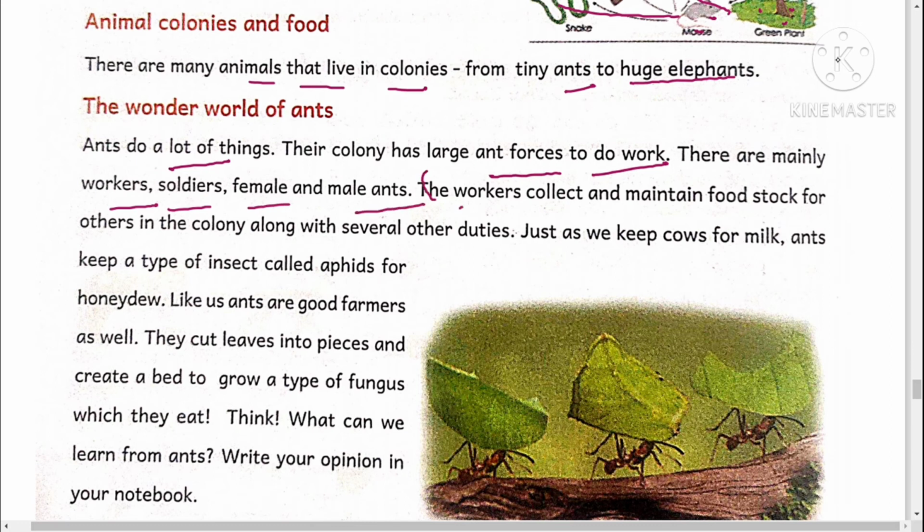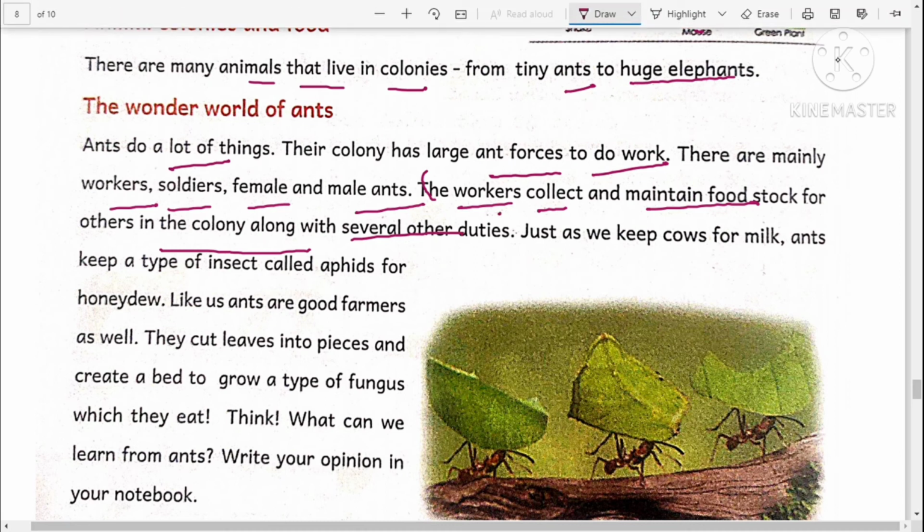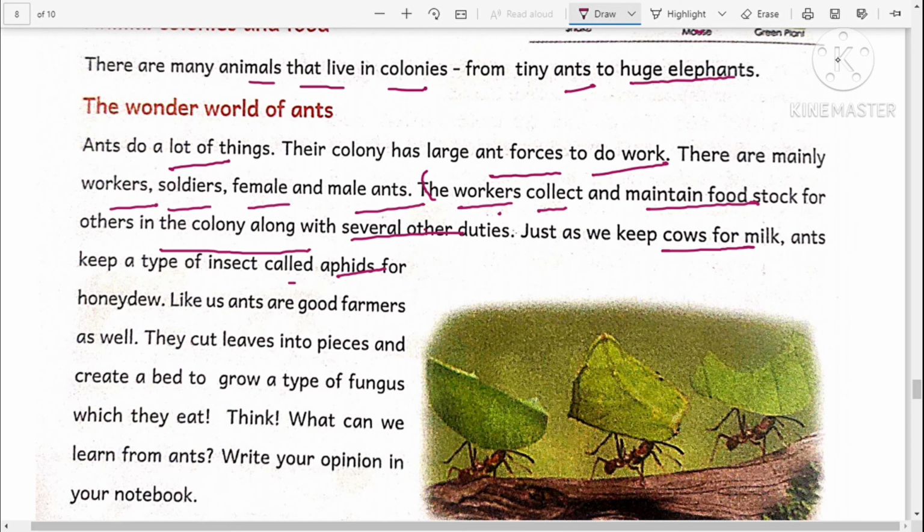So what is the main function of workers? Workers collect and maintain food stock for others in the colony along with several other duties. So the workers collect and maintain the food stock for the soldiers, females, male ants and others in the colony. Just as we keep cows for milk, ants keep a type of insect called aphids for honeydew. Aphids are a group of insects which generally live on the young branches of plants.